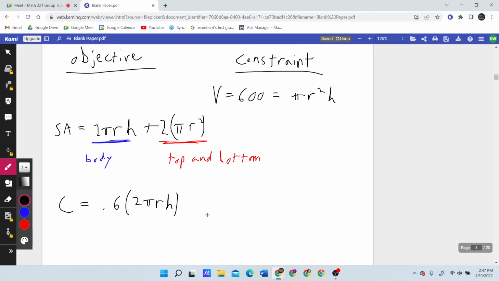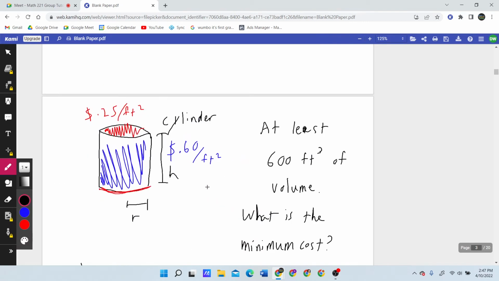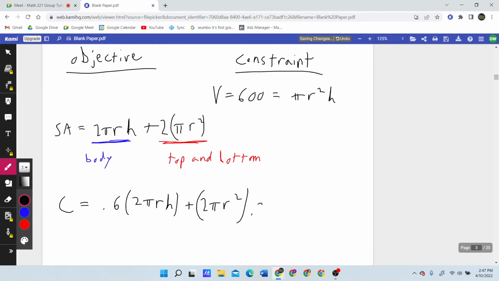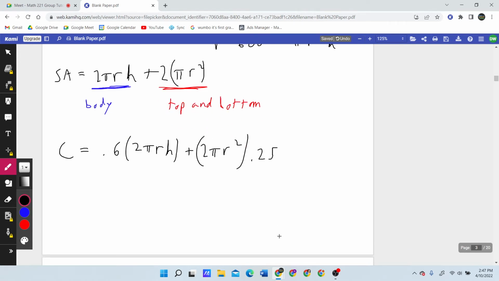Okay. Plus 2 pi r squared times its price, which is going to be 0.25, because that's the cost of the paint for the top and the bottom. And there's my cost equation. I can simplify this if I want. I'm going to get C equals 1.2 pi r h plus 0.5 pi r squared.